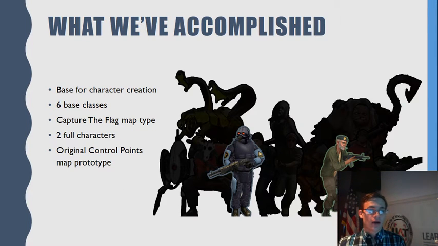So what we got accomplished this semester was we got into the game mode and we started our base for character creation. We made 6 basic classes that we were going to move forward with. We got our Capture the Flag map type working and fully fleshed out 2 out of 12 characters, totally done and feature complete. And we got our original Control Points map prototype all drafted out and even started getting it built.